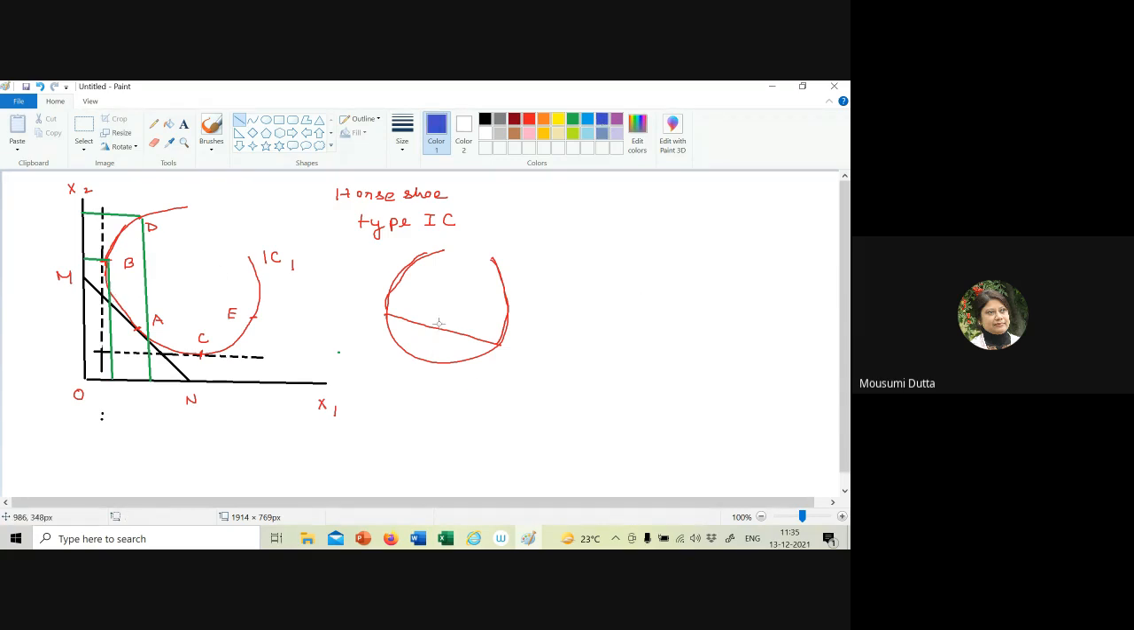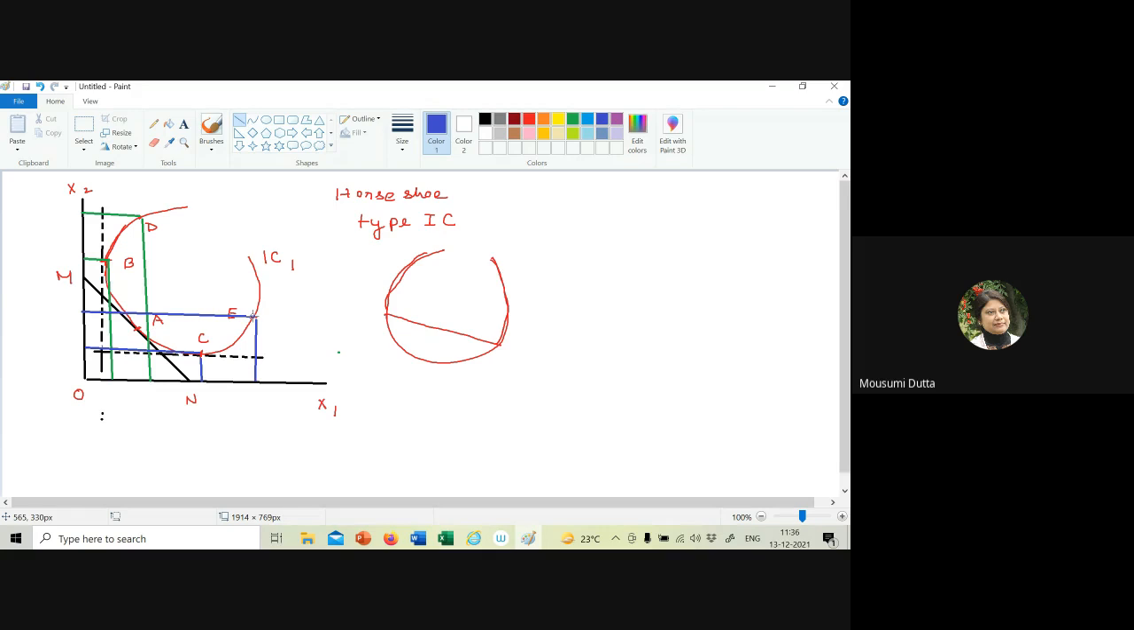And similarly, if I compare points like E and C, at E you are consuming more of both commodities. Compared to C, if you consume at E, you are getting more of both commodities. However, it is not lying on a higher indifference curve. It is lying on the same indifference curve because you are getting disutility out of consumption of one particular commodity.